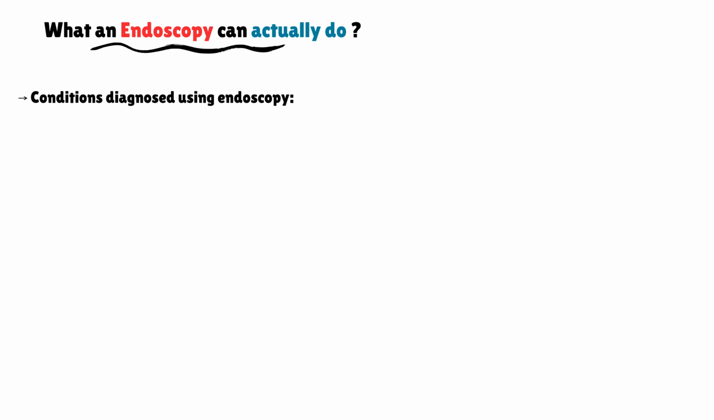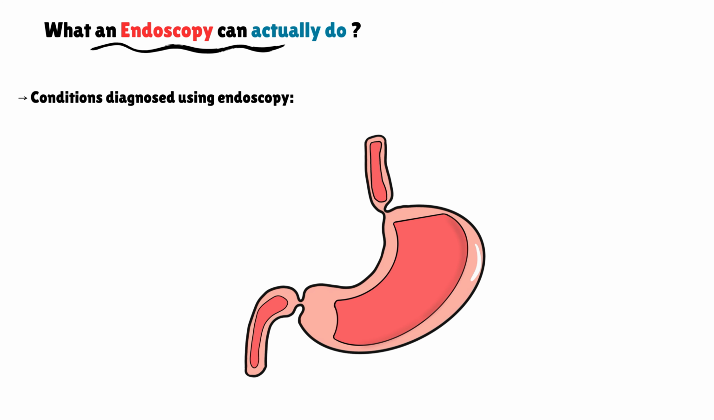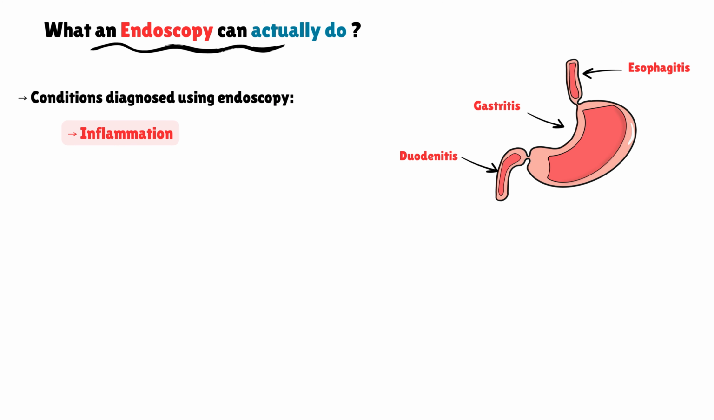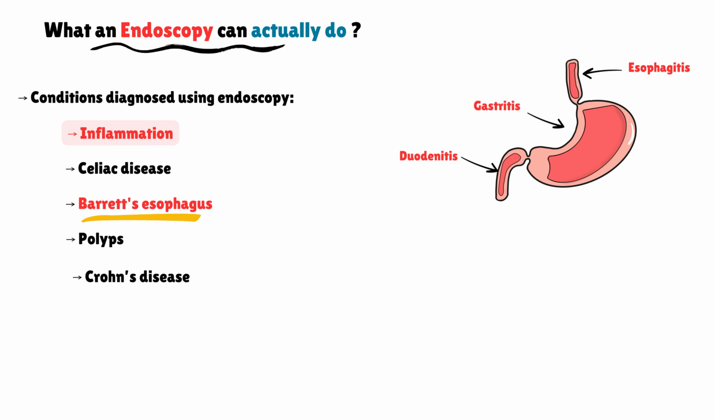We diagnose different conditions depending on what we see during the examination. We can see signs of inflammation such as esophagitis, inflammation of the esophagus, gastritis, inflammation of the stomach, or duodenitis, inflammation of the duodenum. Additionally, we can diagnose malabsorption syndromes like celiac disease, precancerous conditions like Barrett's esophagus, polyps, and even autoimmune inflammatory conditions like Crohn's disease. Then we collect small tissue samples called biopsies to confirm what we saw during the endoscopic procedure.